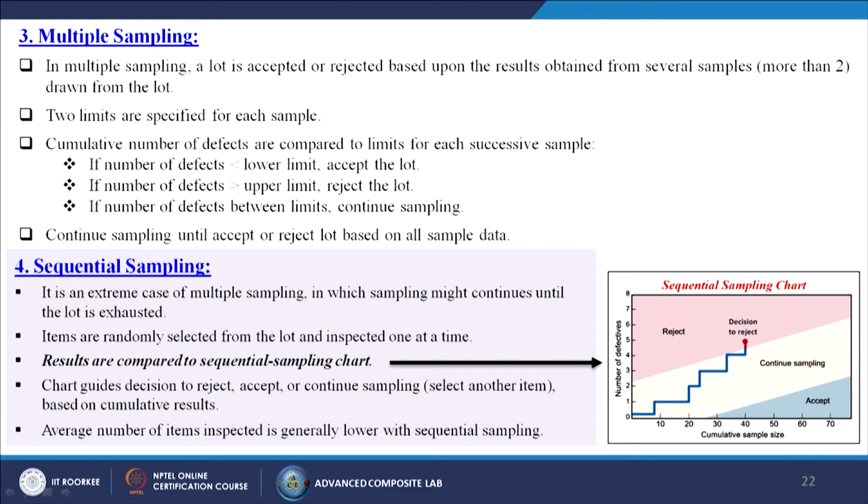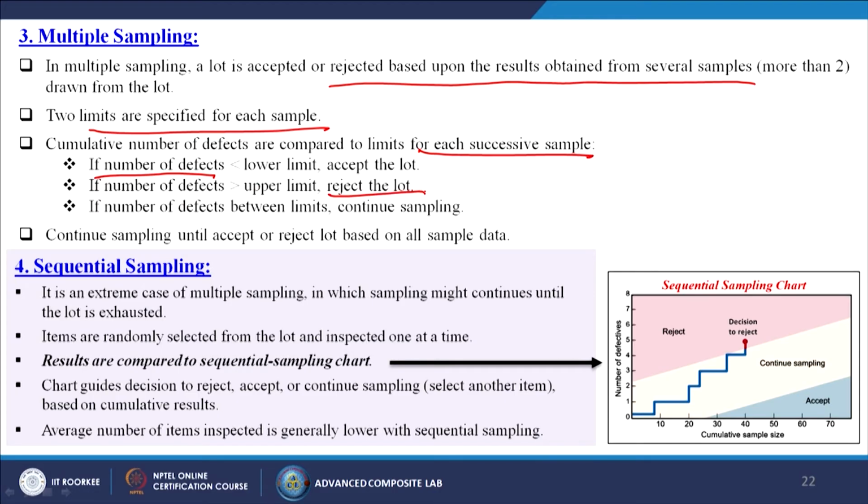Next one is called multiple sampling. So, in multiple sampling, a lot is accepted or rejected based upon the results obtained from several samples, more than 2, drawn from the lot itself. 2 limits are specified for each sample. Cumulative number of defects are compared to limits for each successive sample. What does it mean? If the number of defects is less than the lower limit, accept the lot. If the number of defects is more than the upper limit, reject the lot. If the number of defects is between limits, continue sampling. Continue sampling until accepting or rejecting the lot based on all sample data.